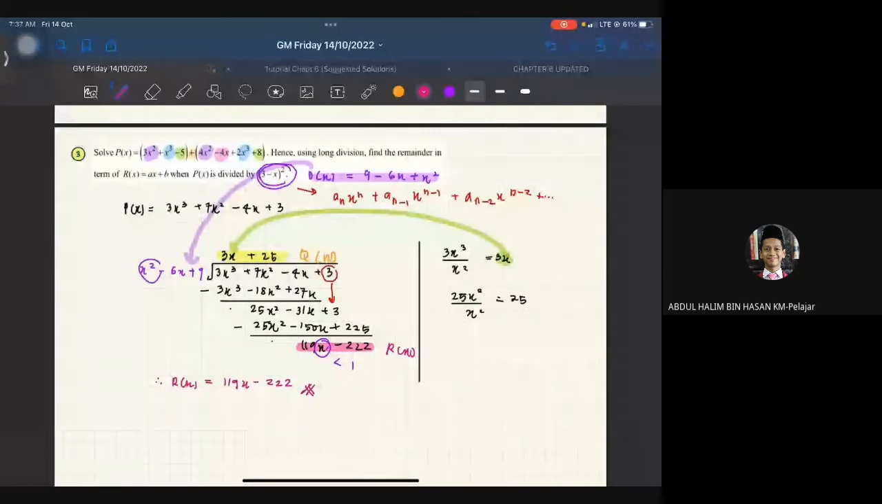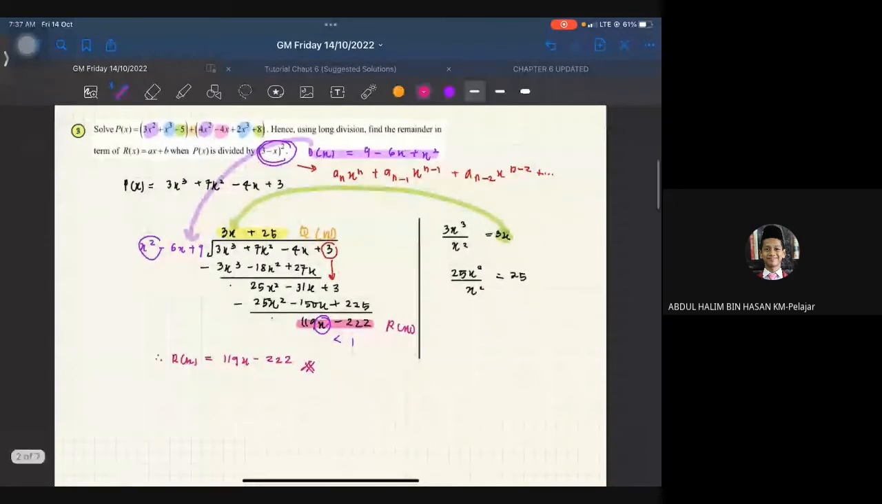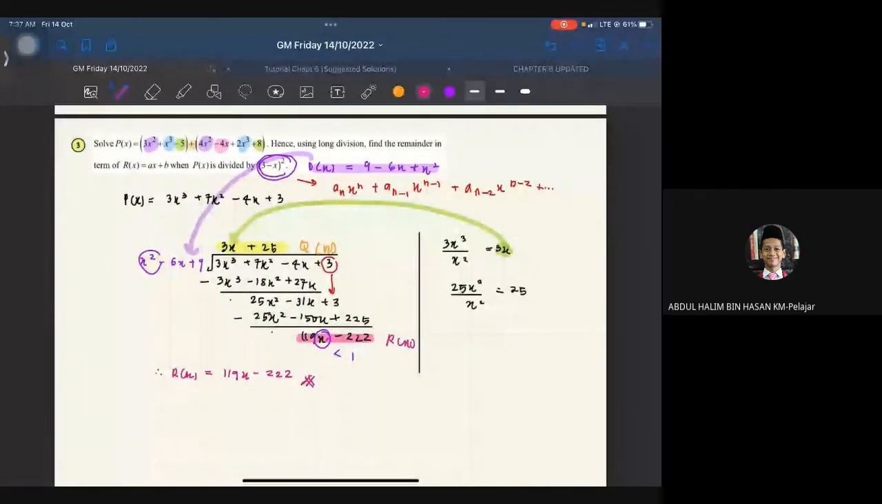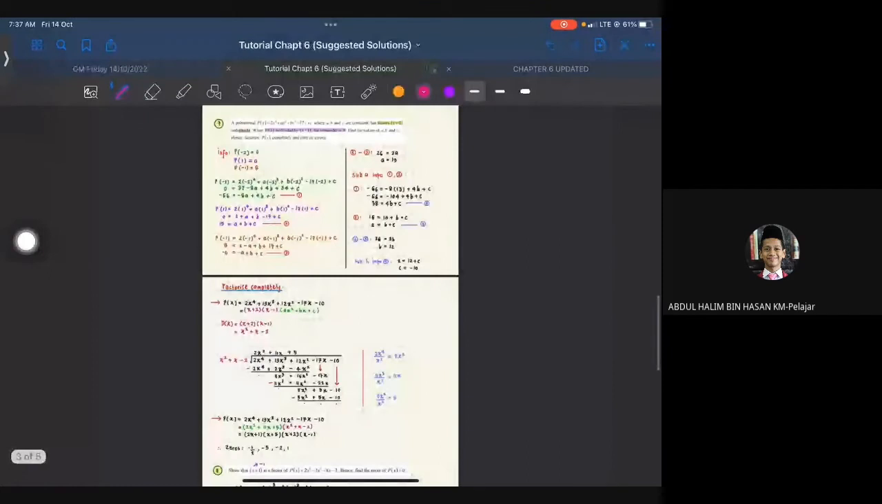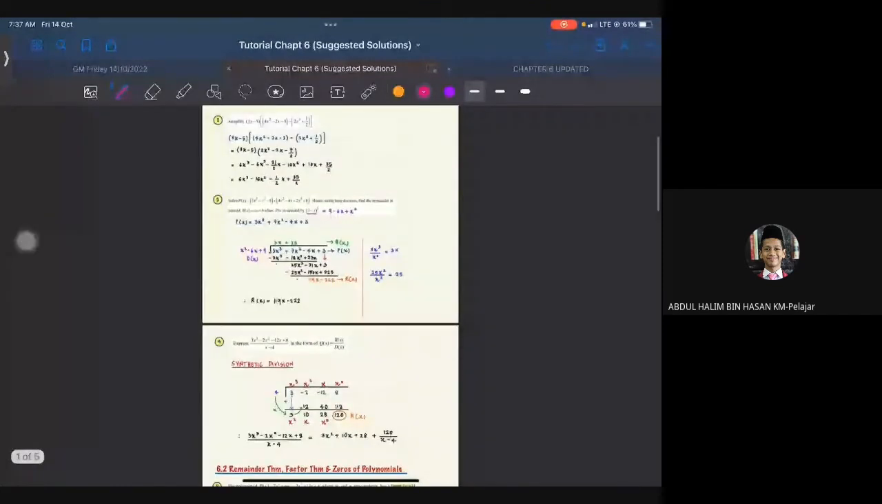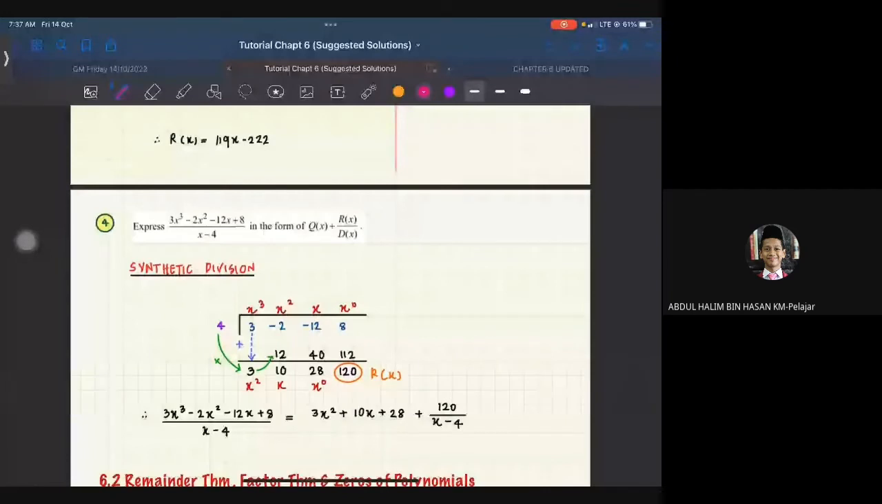Okay, let's continue. Actually, we need to learn one more method. So apart from long division, there is another method which we call, I forgot its name. Synthetic division. So for question number 4, I used the method of synthetic division. It's a new method actually, newly added to the syllabus, and it's not in the video.